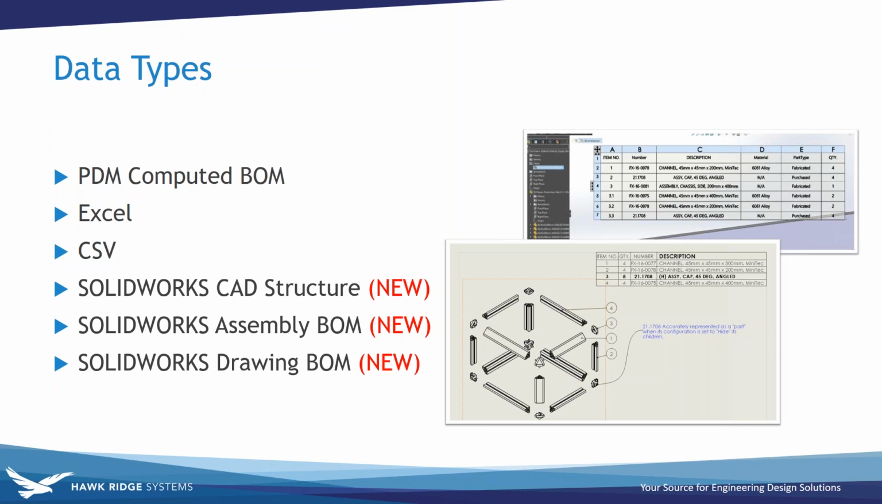So the SOLIDWORKS bills of materials do a good job of obeying those settings, so they show up correctly on your drawings and in your assemblies, which is one of the reasons that we wanted to be able to read that information in there. We know that you're going to probably structure your BOMs in very different ways than how you actually assemble them, as far as the model goes.